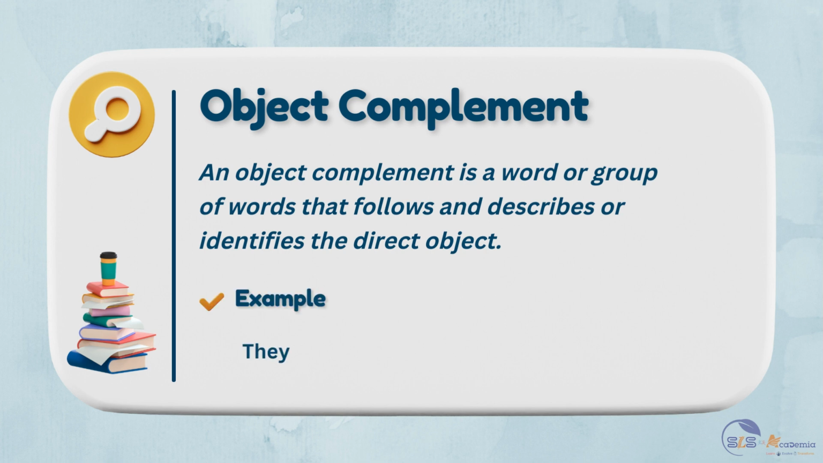Take a look at this sentence. They elected her president. In this sentence, president is the object complement as it identifies the role she was elected to. She considers the cake delicious. Here, delicious is the object complement as it describes the cake based on her opinion.